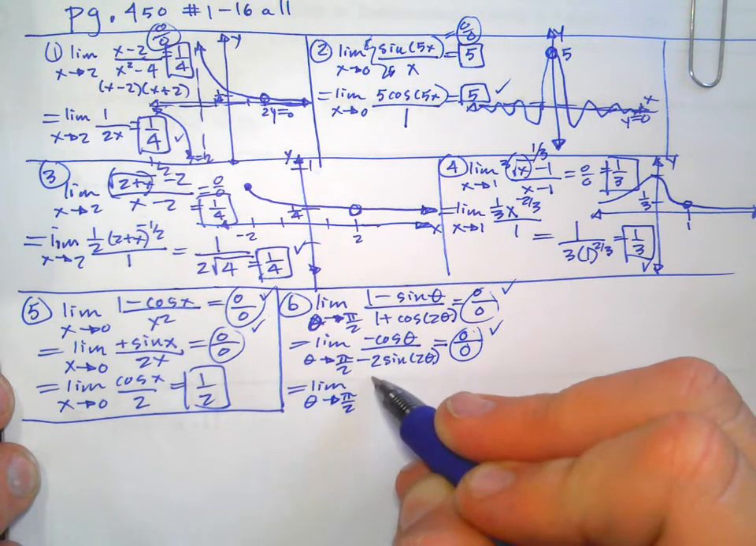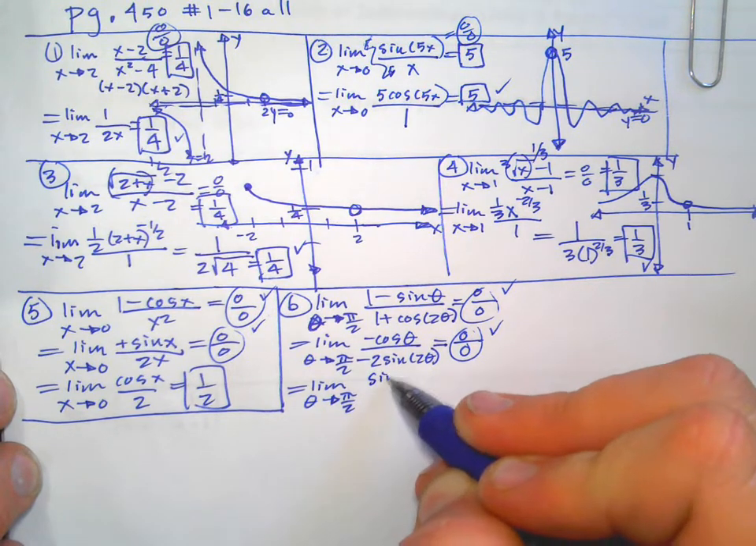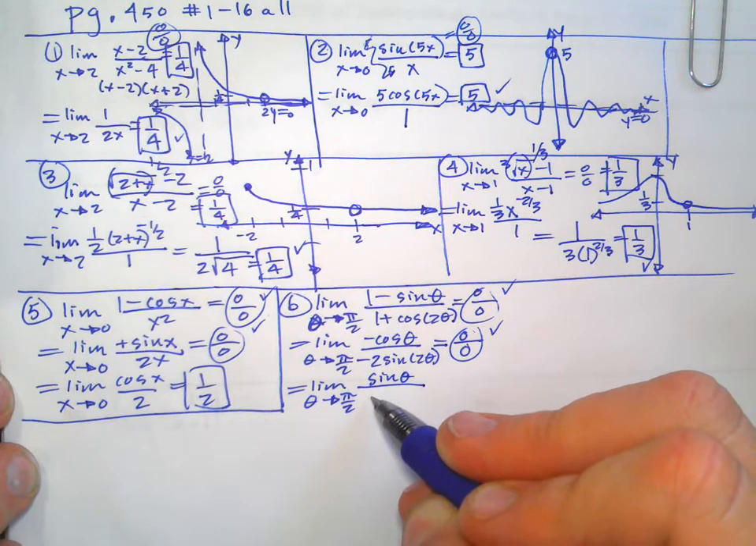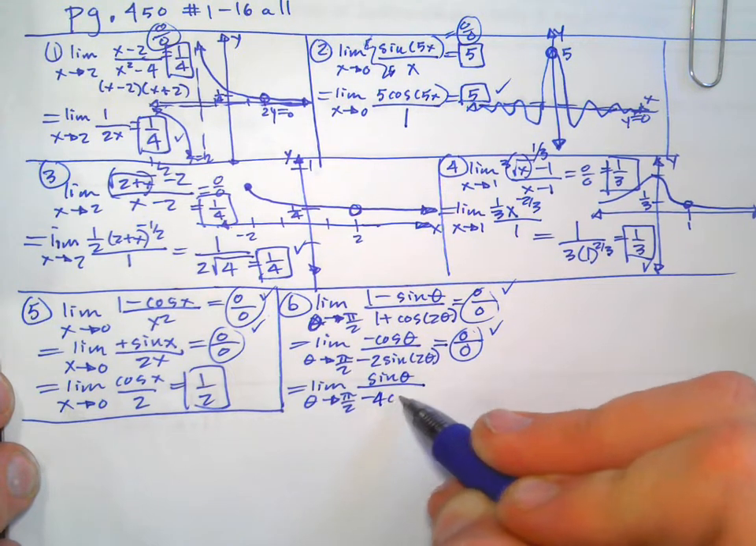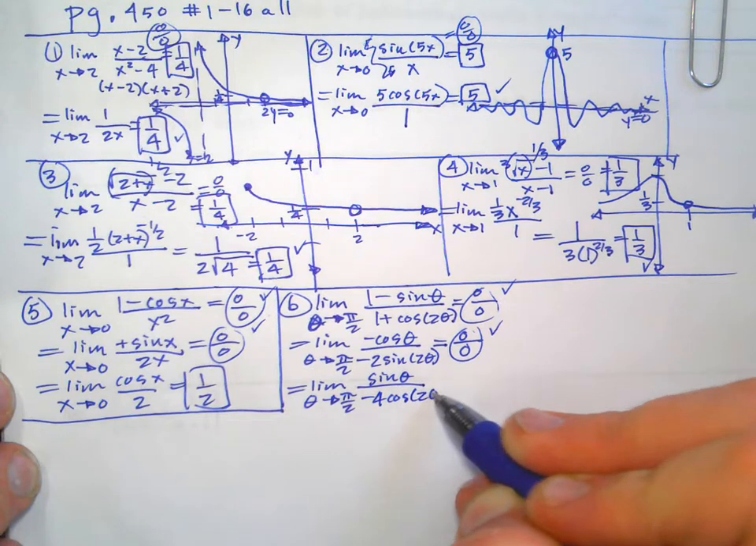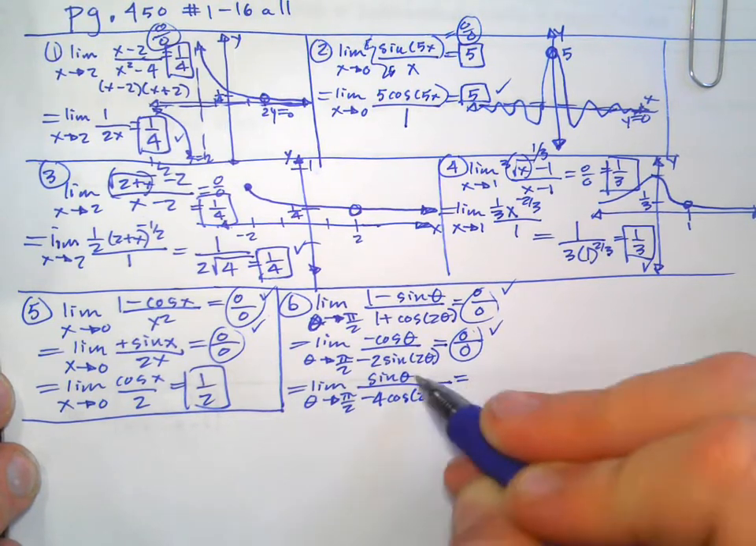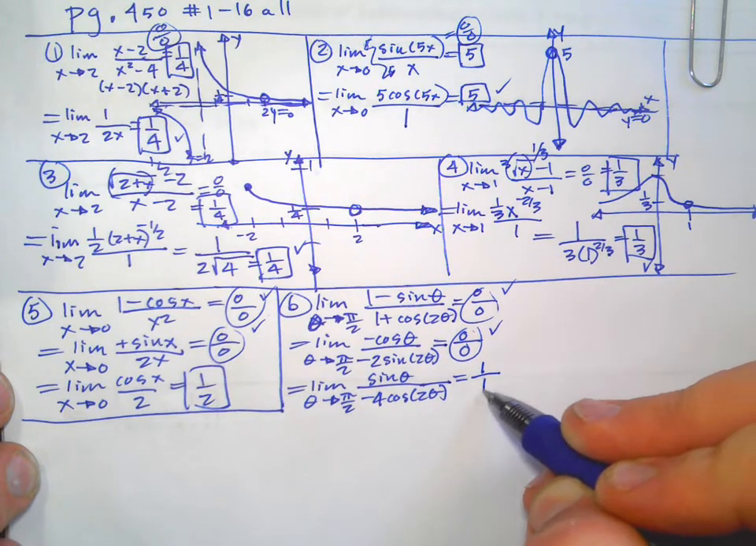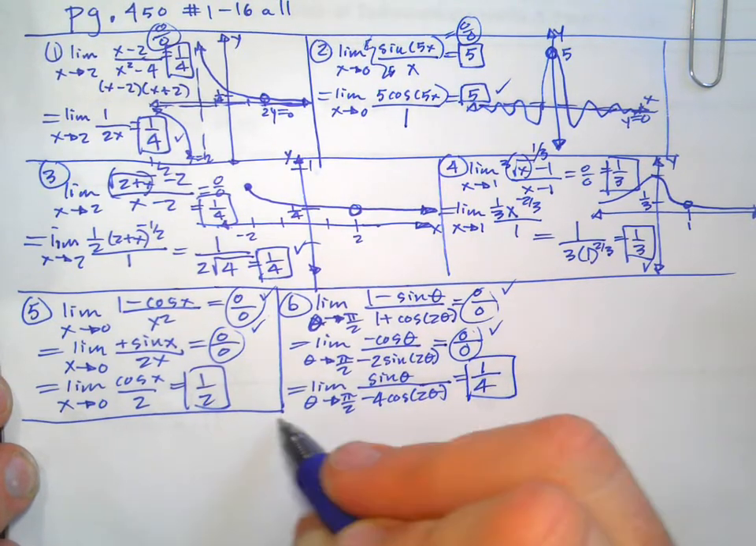The top is going to be positive sine 2 theta, or positive sine theta. The bottom is going to be negative 4 cosine 2 theta. I have to do chain rule. Now when we plug pi over 2 in this time, that's 1. Cosine pi is negative 1, so it's going to be positive 4 for the bottom.